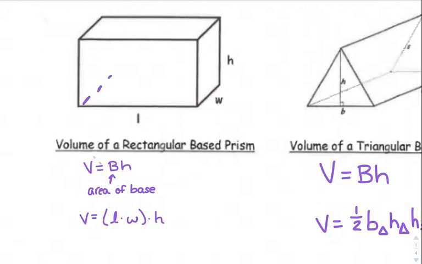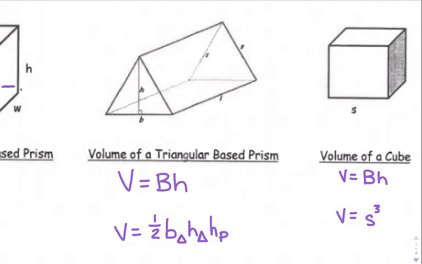If I look at the base, I know that the area of it is just the length times the width because it's a rectangle. So I replace big B with L times W, making the volume L times W times H. So again, you can use V equals big B times H, or you can use the more modified version of V equals length times width times height.